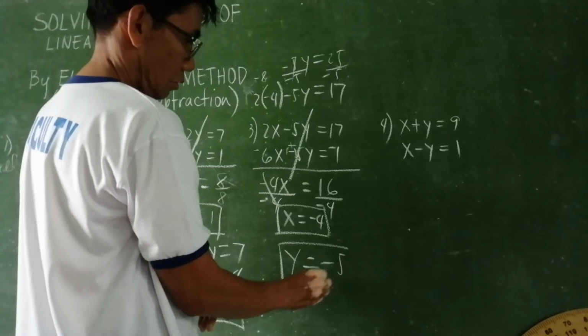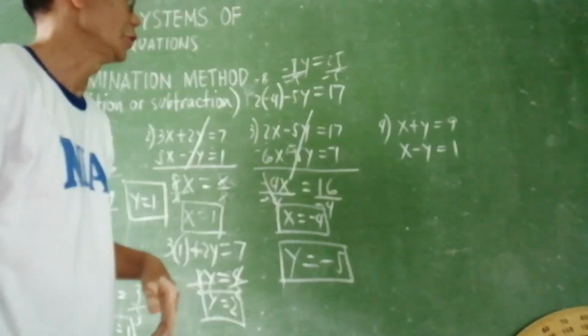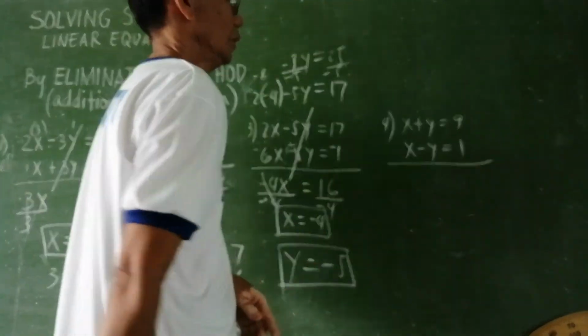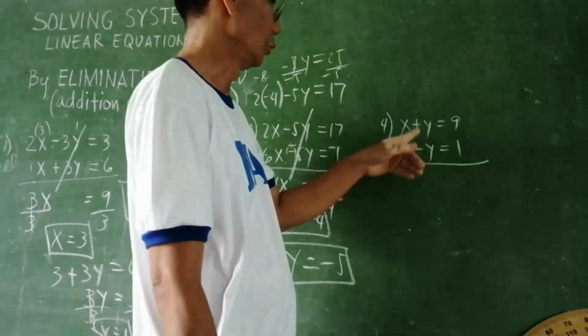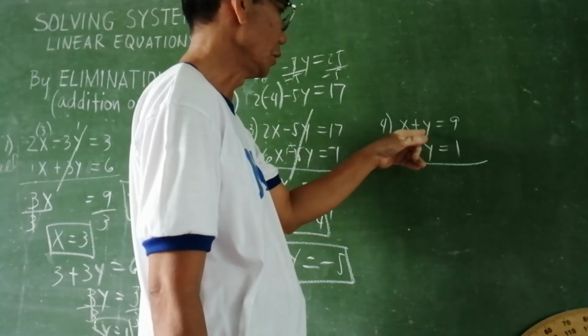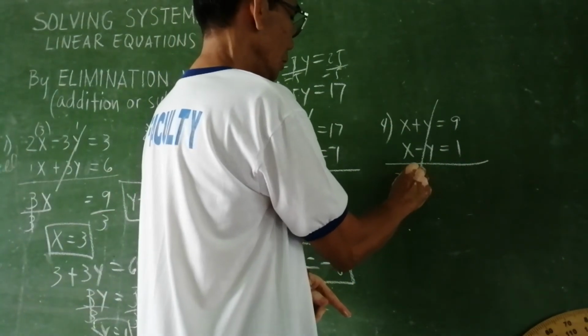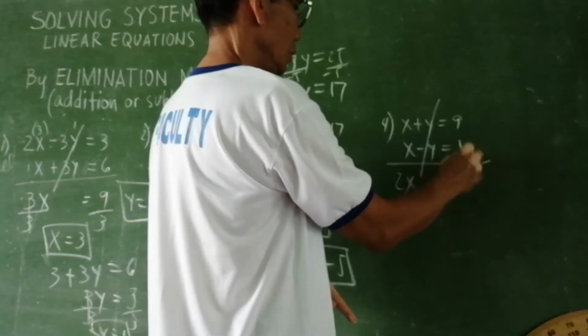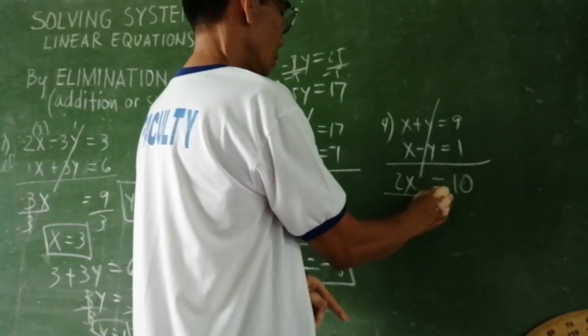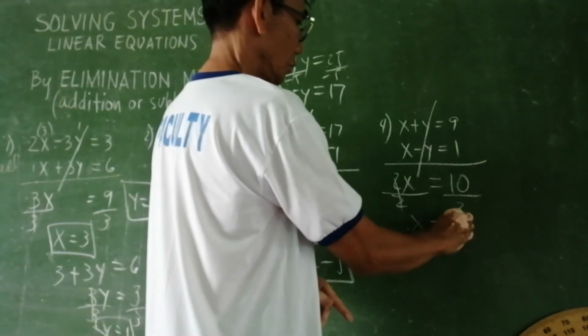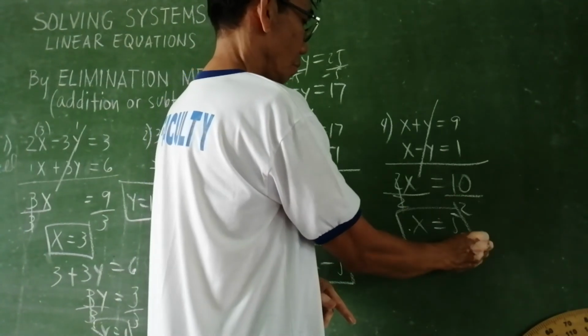Okay. So that's how to use elimination. So for the last one, again, if you are going to add this, immediately you can eliminate y. And you add that will be 2x. And you add that will be 10. So divided by 2, x will be equal to 5.